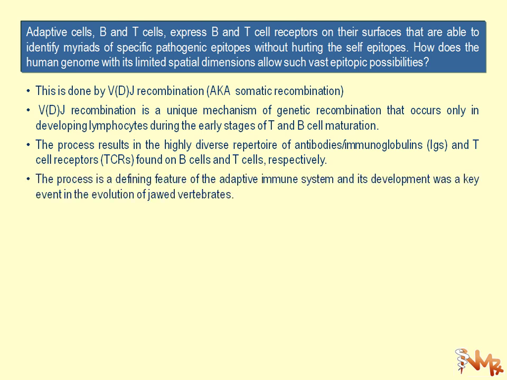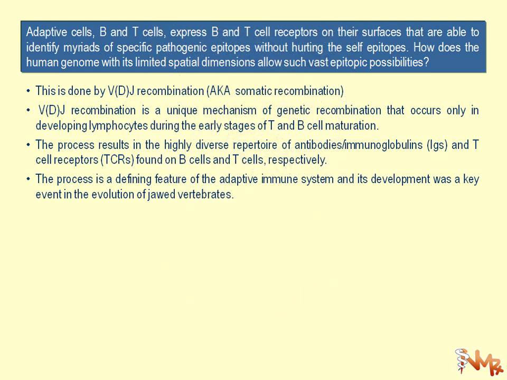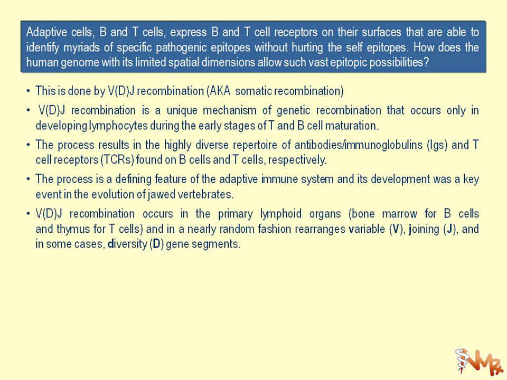The process is a defining feature of the adaptive system, and its development was a key event in the evolution of the higher vertebrates. VDJ recombination occurs in the primary lymphoid organs, in the bone marrow for B cells and thymus for T cells, and in a nearly random fashion that rearranges the variable V joining J, and in some cases, with respect to the heavy chain, the diversity or D gene segments.